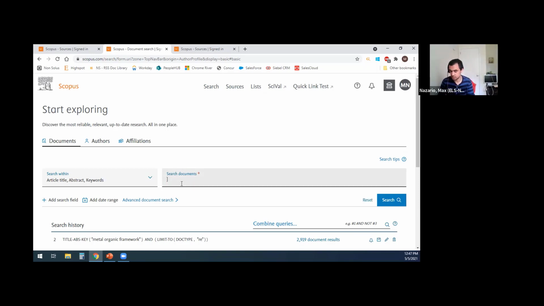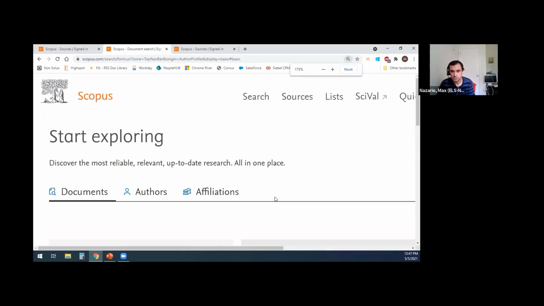Scopus does have some adjustments that it will make to a search phrase when you enter it. So as an example, if I typed again metal organic framework, and if I were to use these, I'll zoom in just a little bit here.